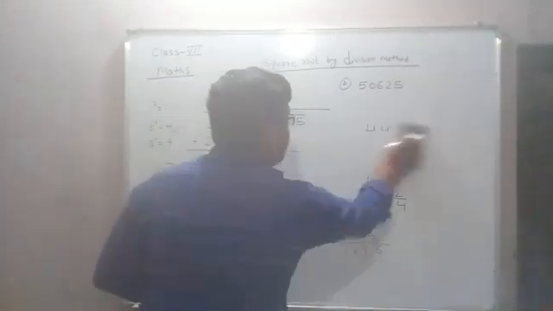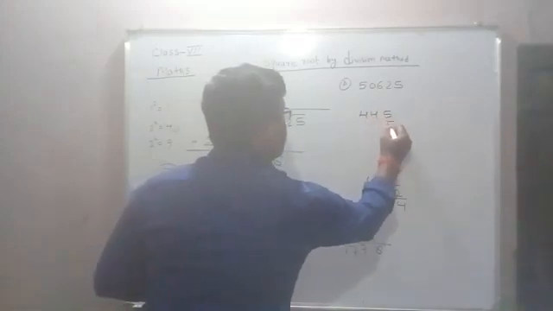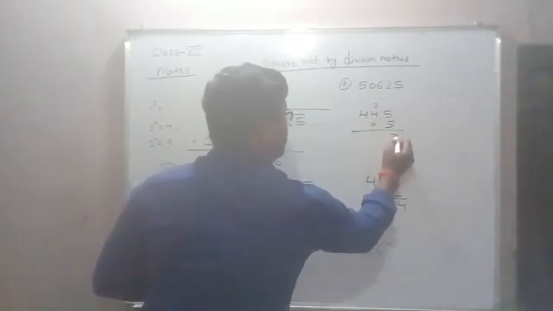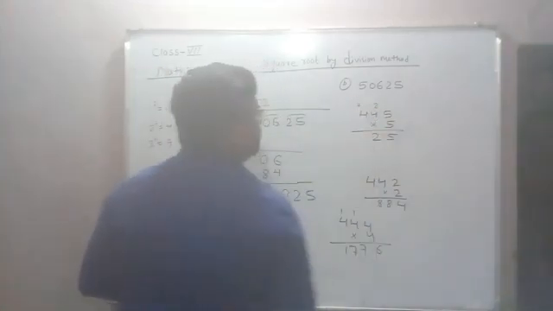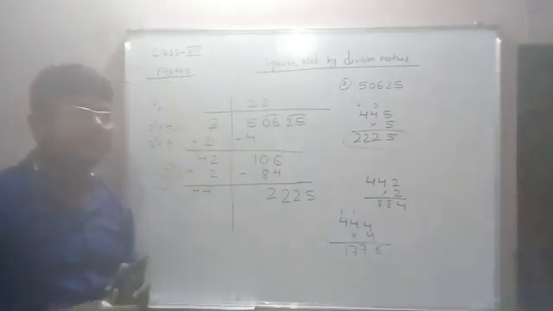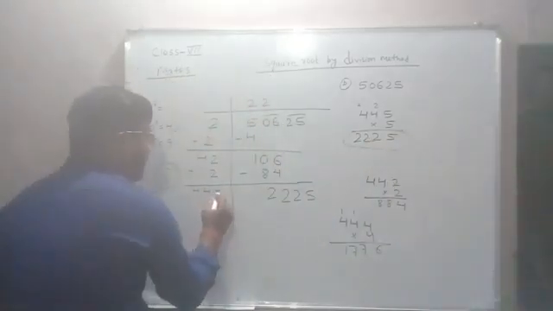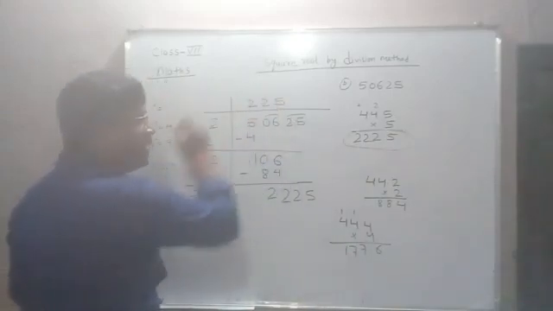So again let's check by 5. 44 into 5. Okay, 5 5s are 25. 5 4s are 20 plus 2, 22. Oh, we got exactly the same number. Okay, so what will we write here? We will write 5 here, and in the quotient also we will write 5.